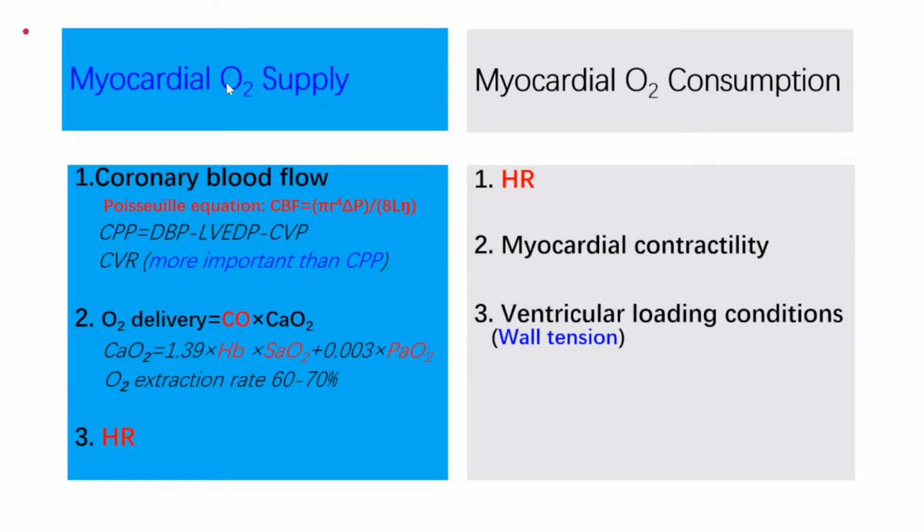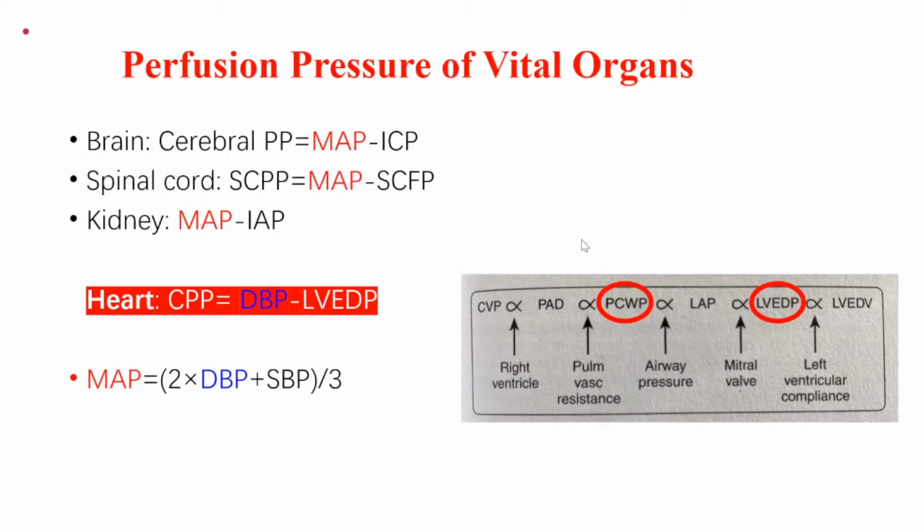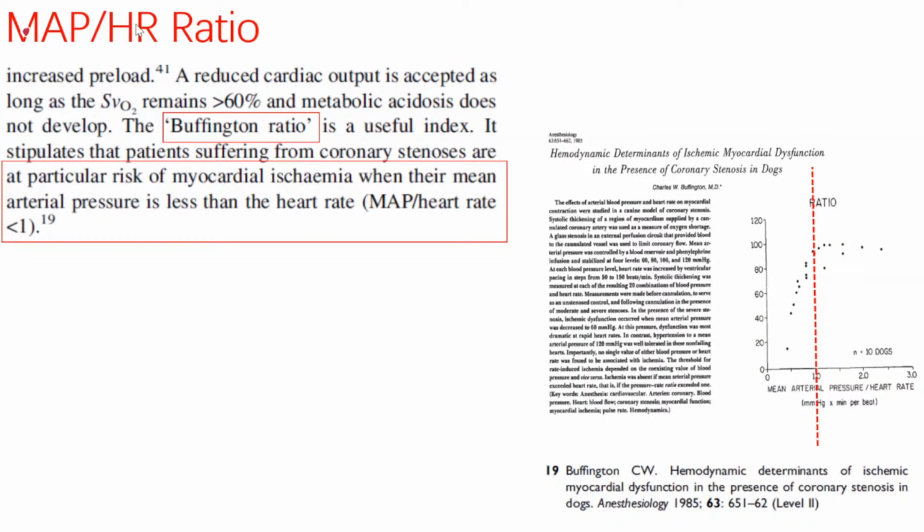To do so, perfusion pressure should be maintained. Coronary perfusion pressure equals diastolic blood pressure minus left ventricular end-diastolic pressure. LVEDP cannot be directly measured. PCWP measured by PAC can be used as a surrogate. MAP over heart rate ratio, known as the Buffington ratio, is a very useful index for myocardial ischemia monitoring. A Buffington ratio of less than 1.0 will increase the risk of myocardial ischemia.